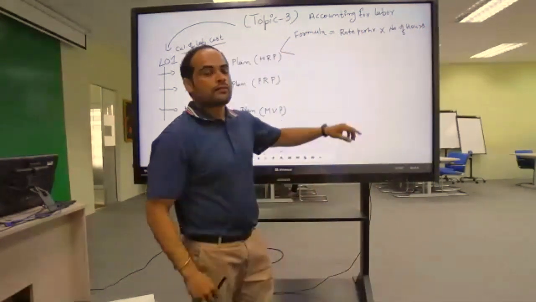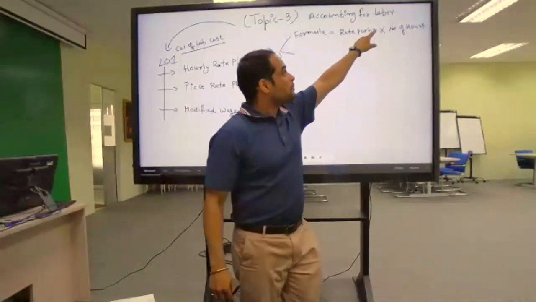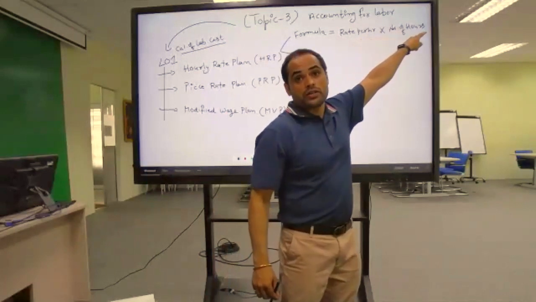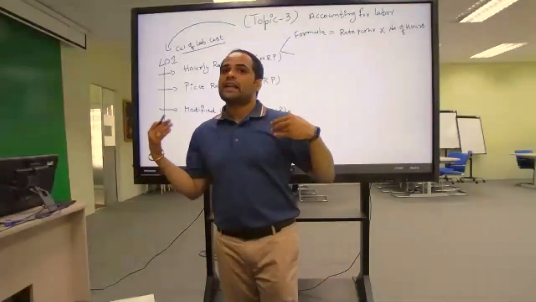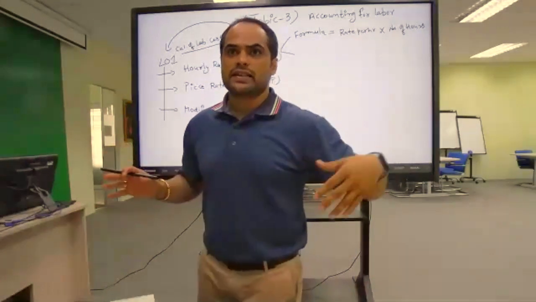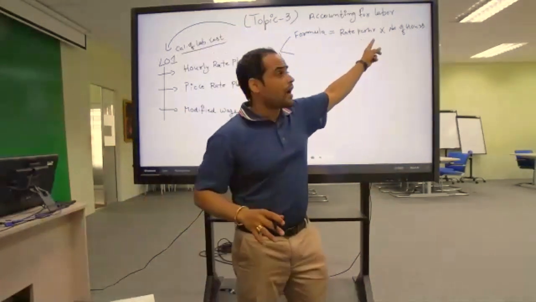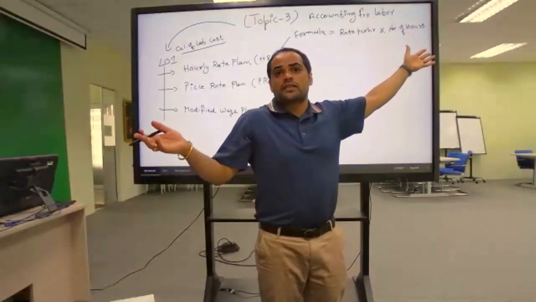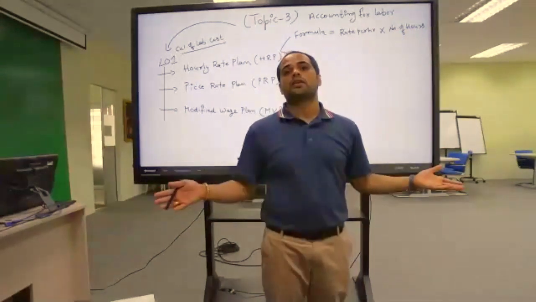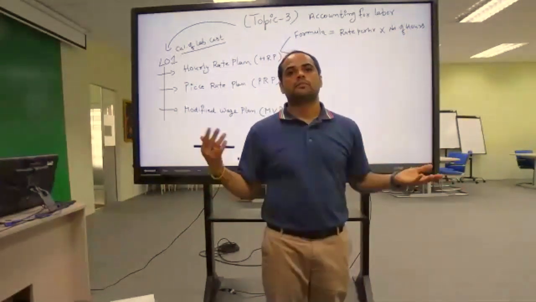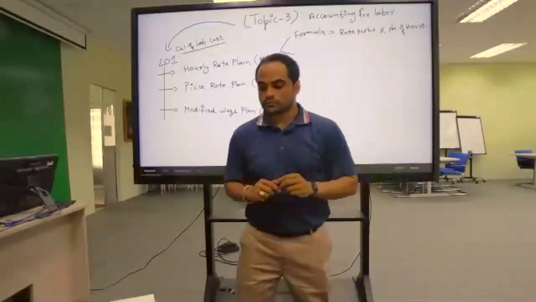Rate per hour multiplied by number of hours. This is the way to calculate the labor cost. Very simple, very easy. Let's say $10 per hour and the worker works 20 hours. 10 multiplied by 20 is $200, which is the labor cost.